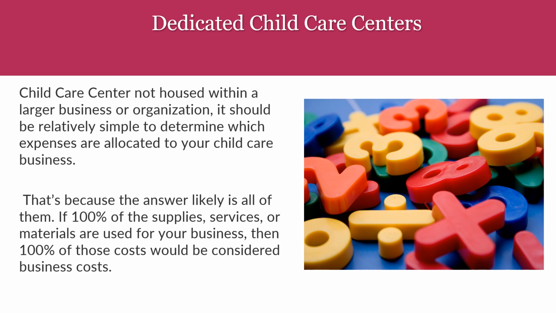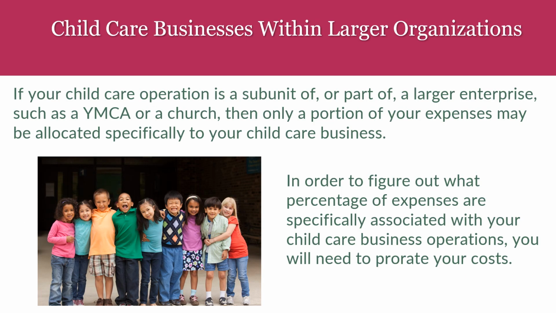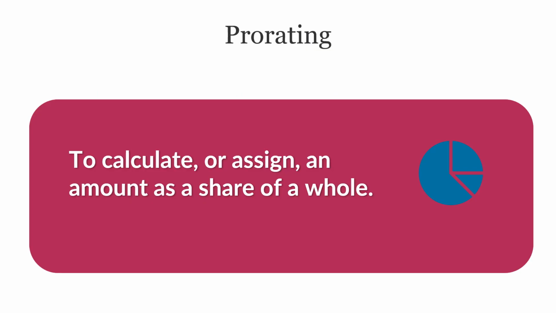If your childcare operation is part of a larger enterprise, then only a portion of expenses may be allocated specifically to your childcare business. This would be the case if, for example, your childcare center is part of a YMCA or a local church. To figure out what percentage of expenses are specifically associated with your childcare business operations, you will need to prorate your business costs. Prorated costs are those that are divided proportionally based on a unit of time, location, or another factor relevant to the business.